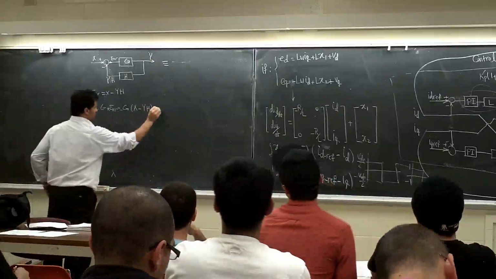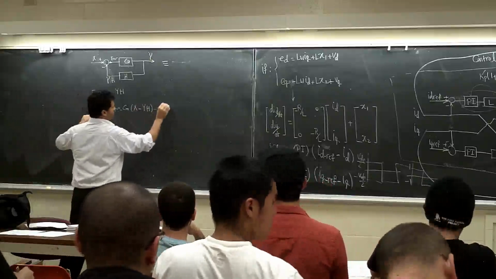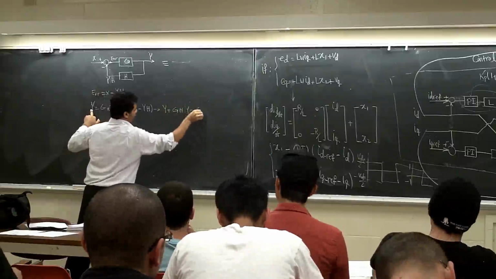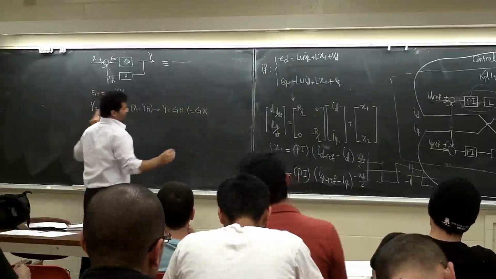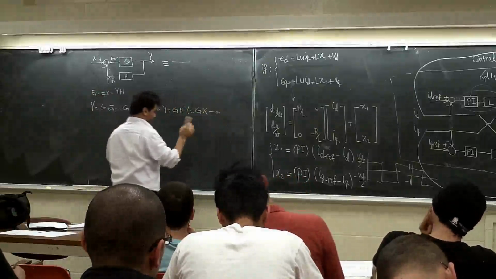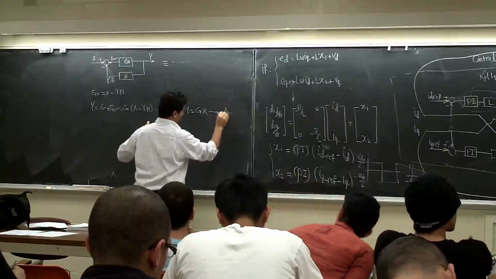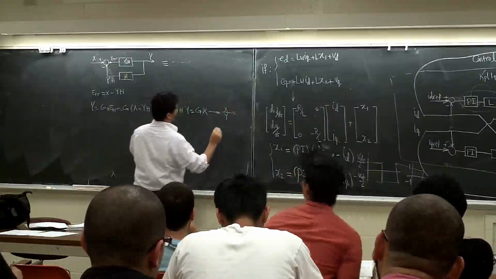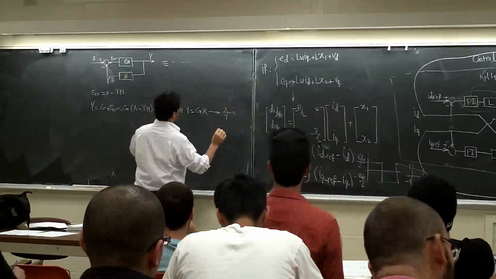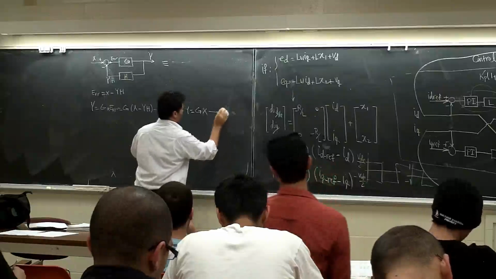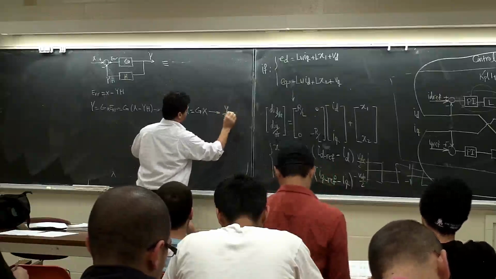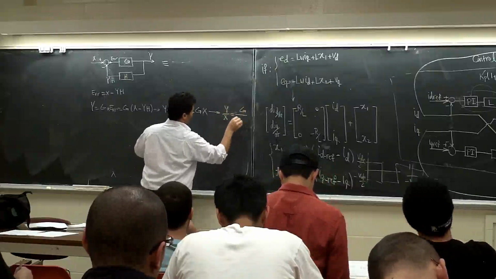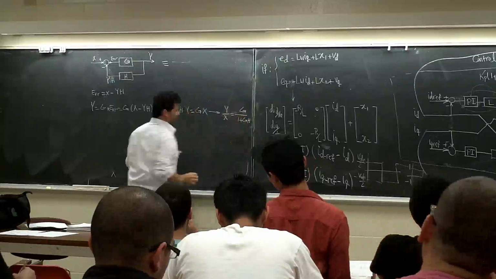So it's going to be Y plus GHY is equal to GX, right? So basically, Y over X, sorry, Y over X is going to be G over 1 plus GH, right?